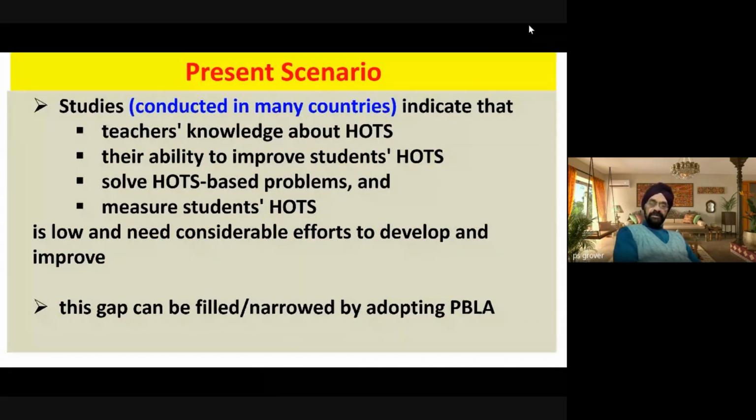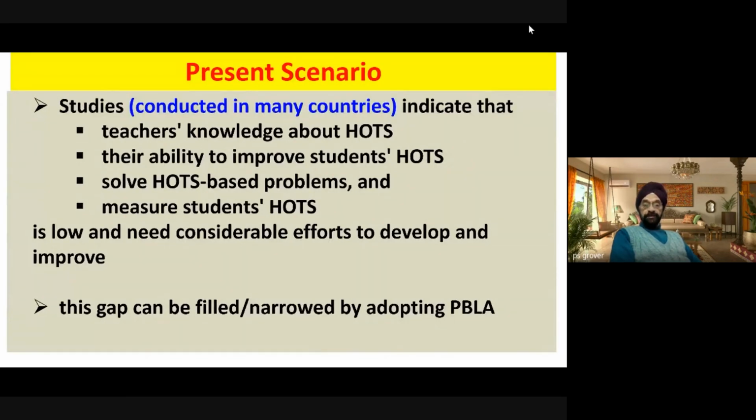What is the present scenario? Not only in our country, but in many countries in the world, studies indicate that teachers' knowledge about higher order thinking, or their ability to improve student higher order thinking skills or solve complex problems involving higher order skills, is very low.